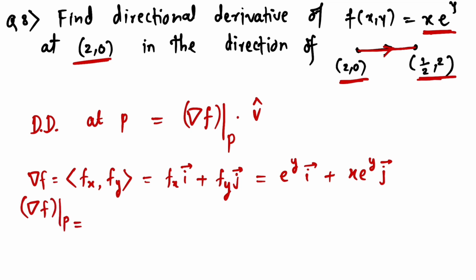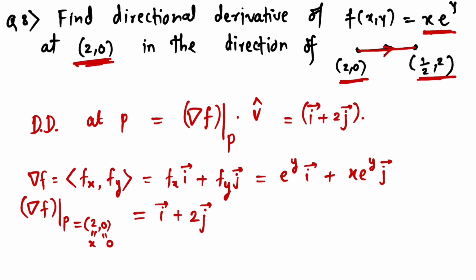What is P here? It is (2, 0), right? Because we have to find the directional derivative at this point. So just put x is equal to 2, y is equal to 0. When y is equal to 0, e raised to 0 is 1. So this is just i plus x is equal to 2, e raised to 0 is 1, j, right? So here this is just equal to i plus 2j.